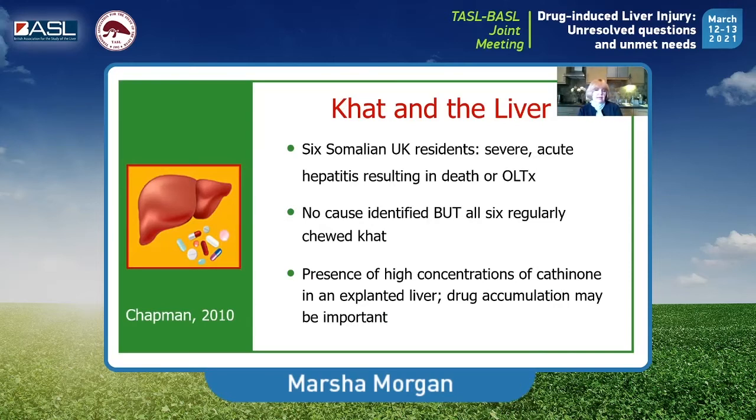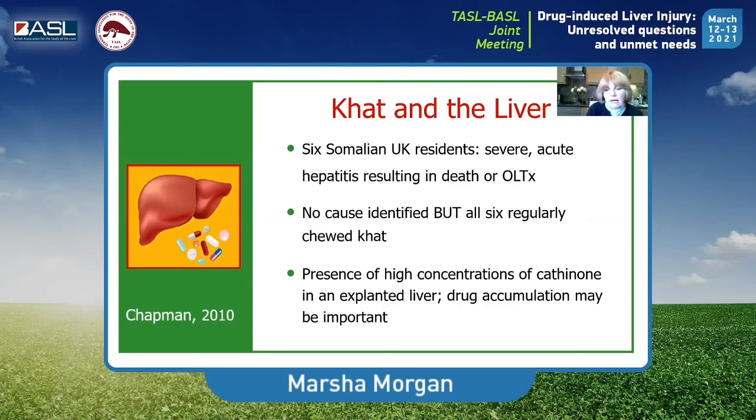The first inkling that we really had a problem with khat came from a series that we observed at the Royal Free Hospital in London, where over 18 months we admitted 6 Somali and UK residents with severe acute hepatitis, resulting in death or the need for transplantation. These were extensively investigated, but no cause was found except for the fact that they regularly chewed khat. We were able to prove for various reasons the causality, both in terms of the temporal change and re-challenge, but finally nailed it when we were able to demonstrate very high concentrations of cathinone in explanted liver in a person who had not been exposed to the drug for at least 6 weeks. So drug accumulation may be a very important factor.